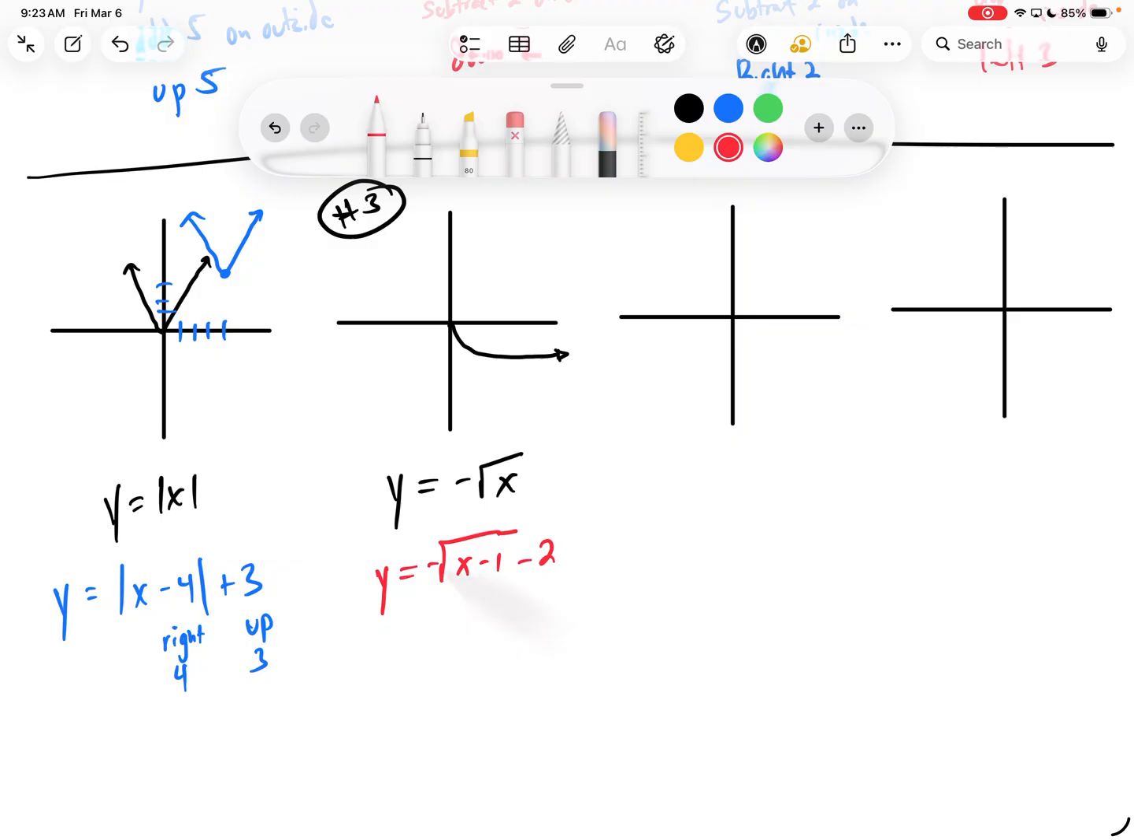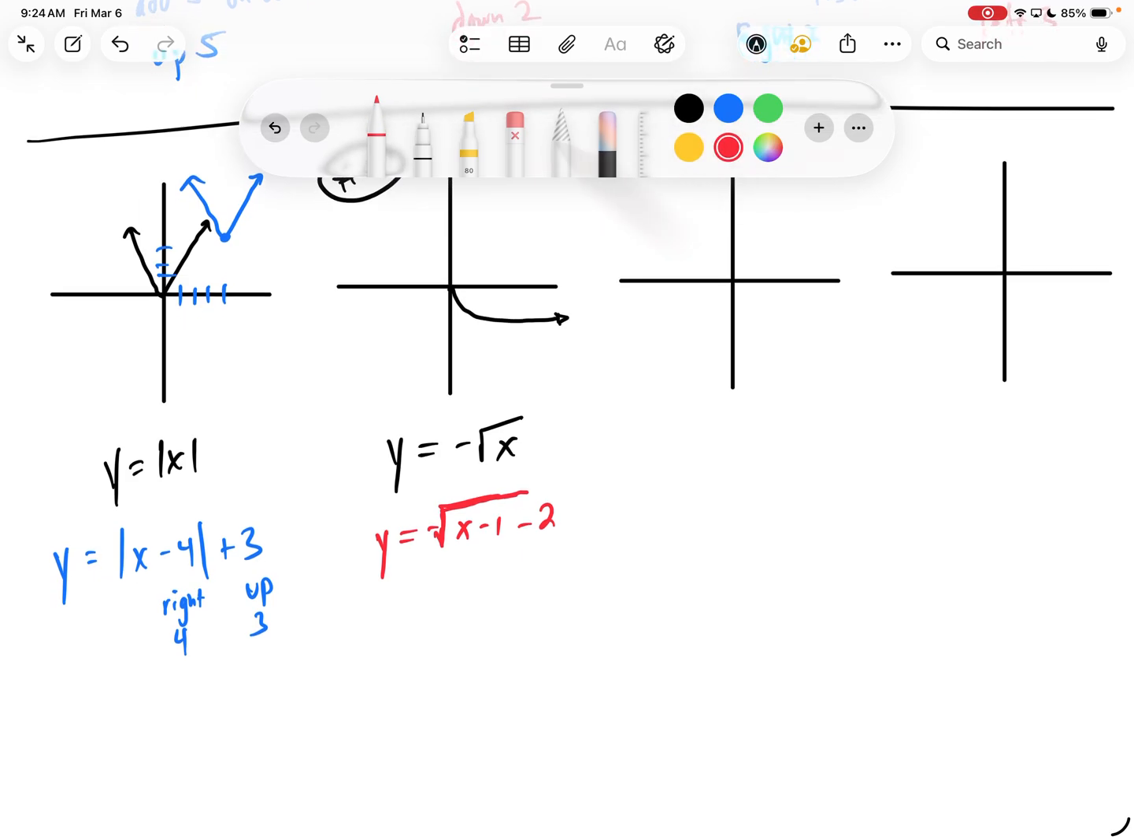minus 2. So basically what you're doing on these problems is saying, what is the difference between these two formulas, the black and the red right here? Okay? So the negative, I don't even pay attention to the negative because that's not something that's different. What is different, sorry.